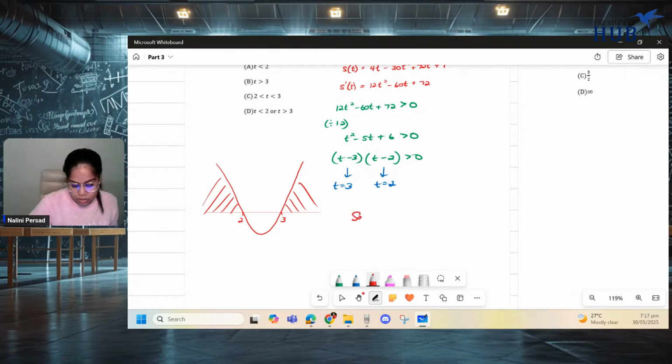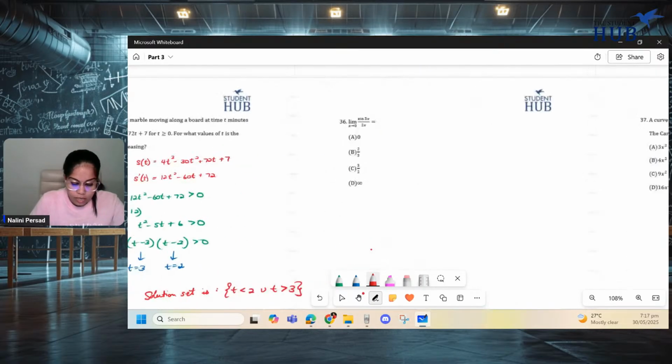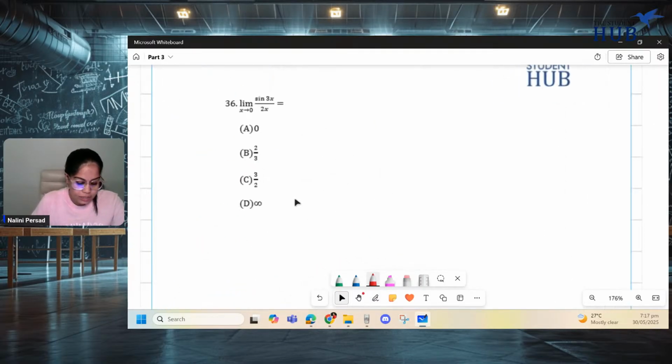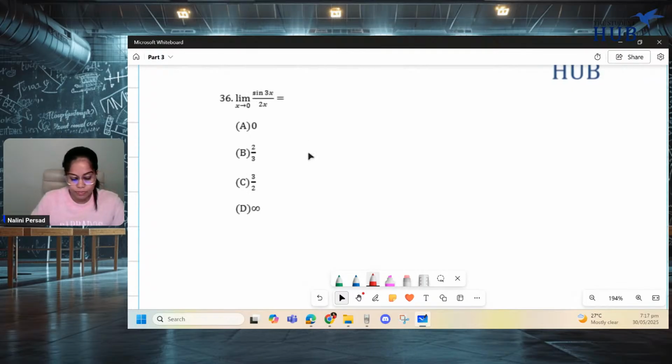So if I were to write down the solution set, it's the values of t that are less than 2 or values of t that are greater than 3. Option D. Right? Less than 2, greater than 3. Nice. Next. Question 36. We want to find the limit as x tends to 0 of this.